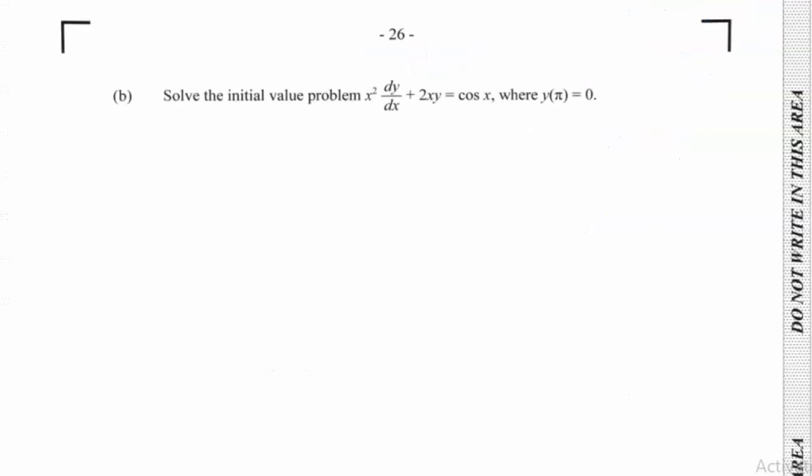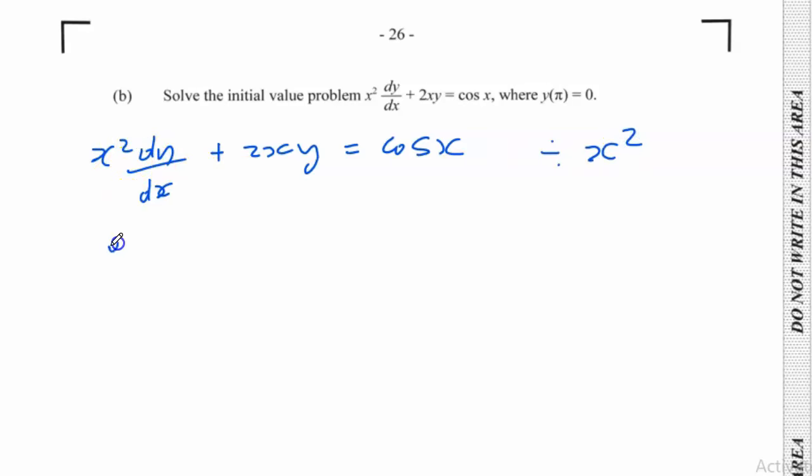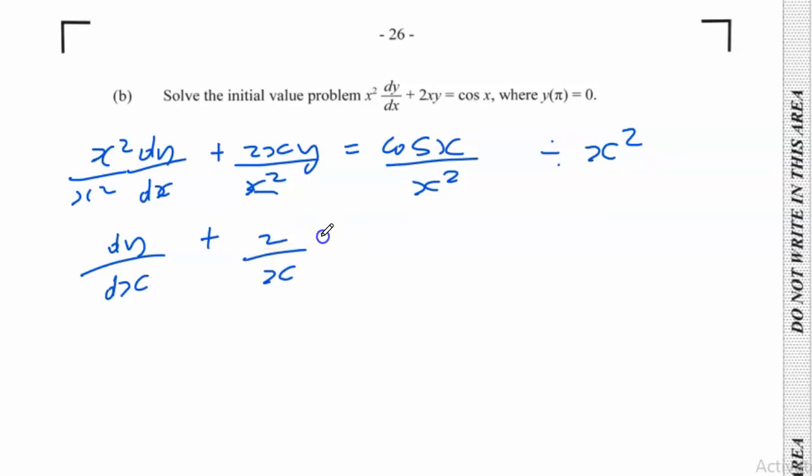Next, solve the differential equation given that when y is 0, x is equal to pi. So we're going to use the integrating factor method. We have x squared dy by dx plus 2xy equals cos x. We're going to divide everything by x squared, since we want the coefficient of dy by dx to be 1. So we get dy by dx, and 2x divided by x squared, and cos x divided by x squared. We end up with dy by dx plus 2 over x y equals cos x over x squared.